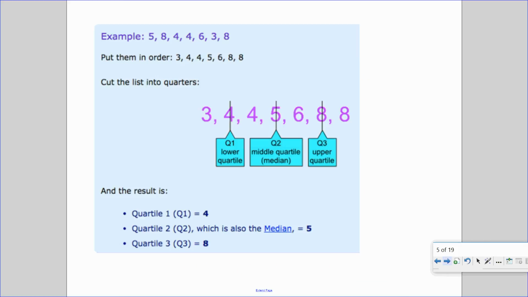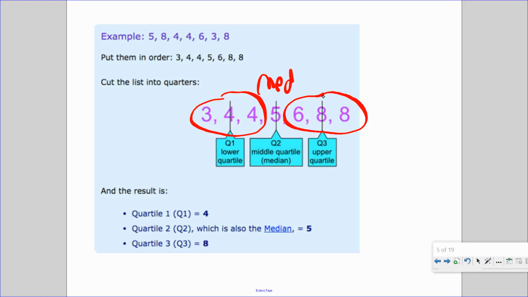So for example, here's another example. Here are a set of numbers. The median, which is right here, is 5. This is the median. These are the lower halves, and these are the upper half. The median of the lower half is Q1, or 4. The median of the upper half is 8, or Q3.